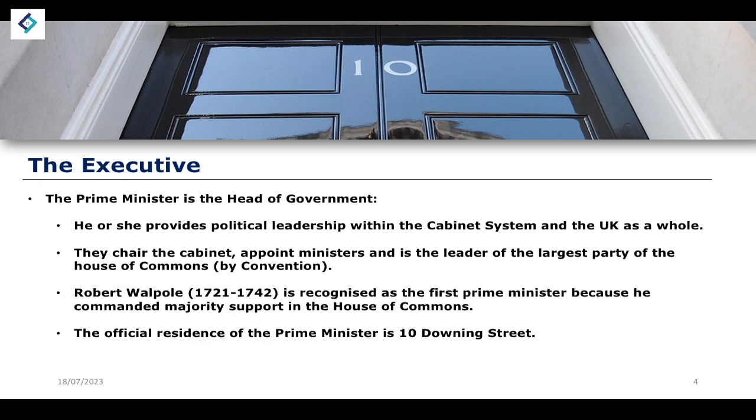We know as well that the official residence of the Prime Minister, and arguably the core centrepiece of this executive branch in its entirety, is of course 10 Downing Street.